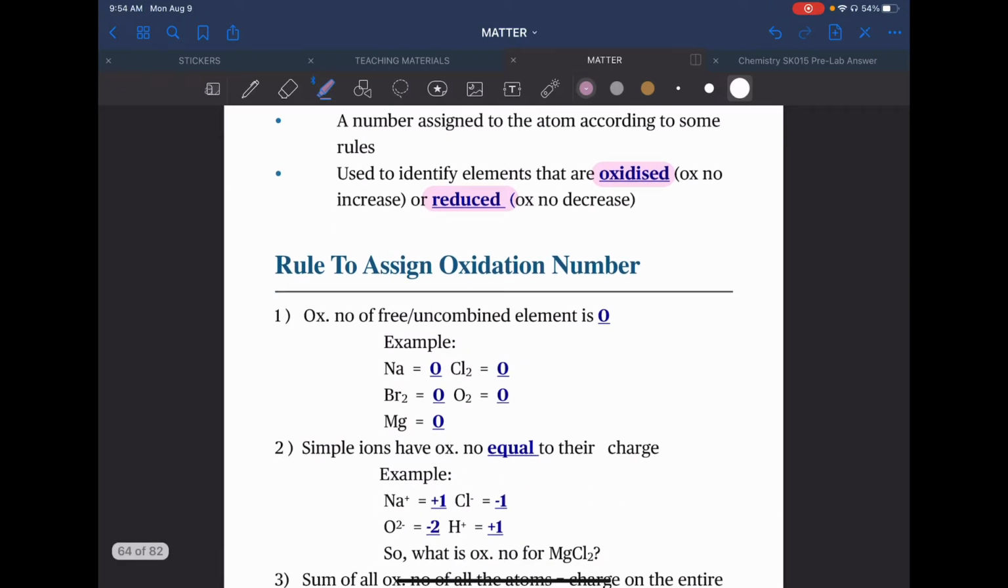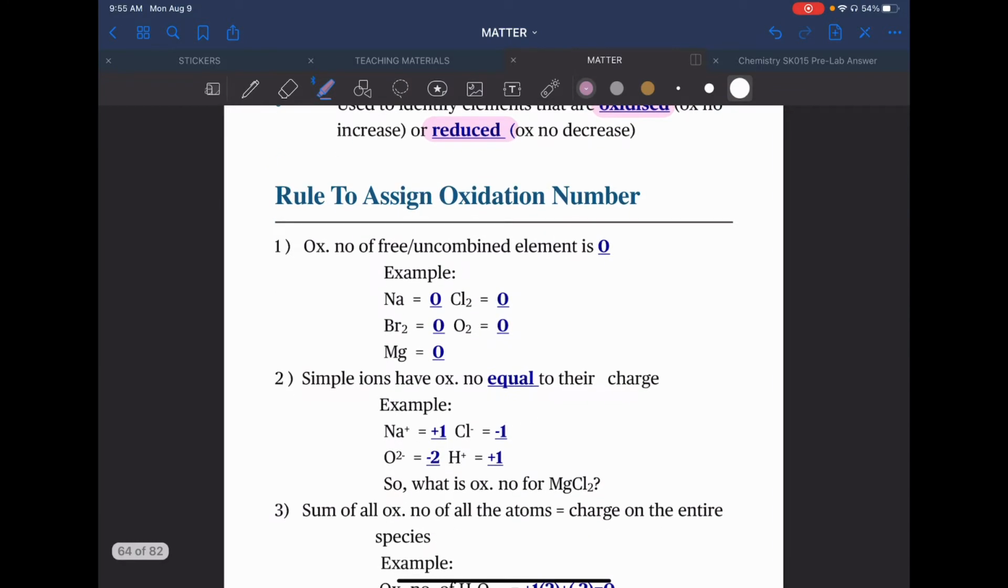So there are rules to assign oxidation number. So kita bukan main letak je nombor-nombor oxidation tu. Okay, ada dia punya peraturan. The first one: oxidation number for a free or uncombined element is 0. Okay, ataupun oxidation number untuk atom lah.